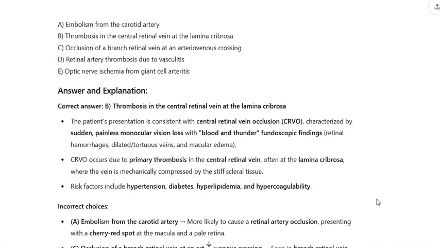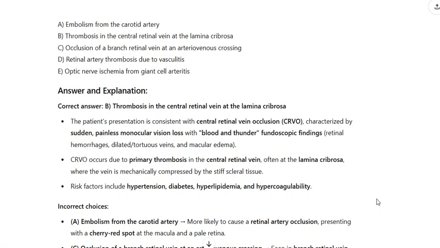CRVO occurs due to primary thrombosis in the central retinal vein, often at the lamina cribrosa, where the vein is mechanically compressed by the stiff scleral tissue. Risk factors include hypertension, diabetes, hyperlipidemia, and hypercoagulability.